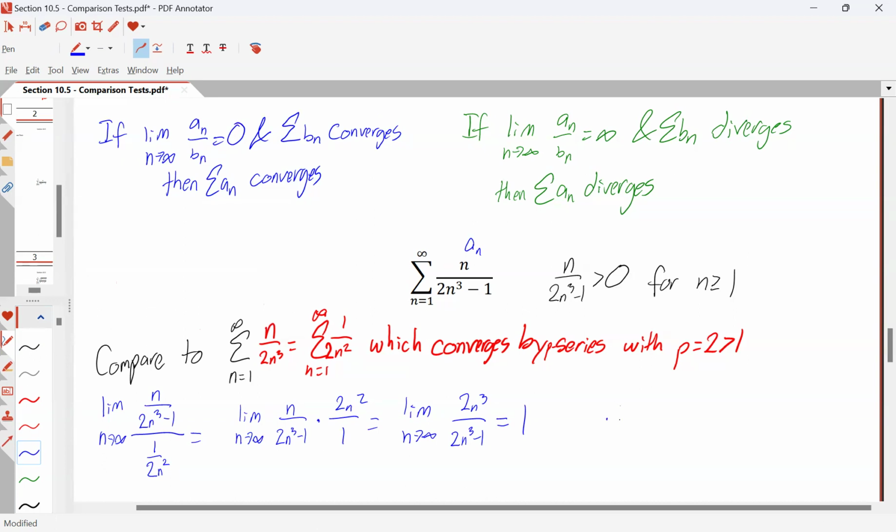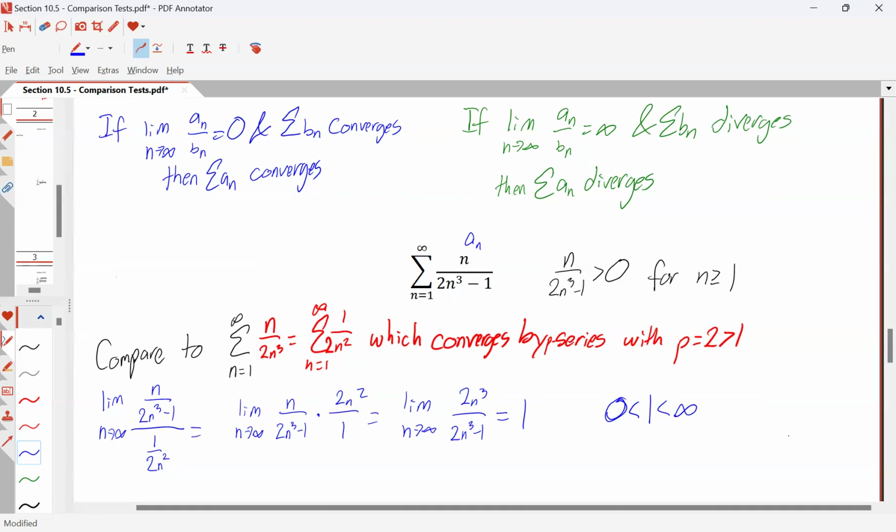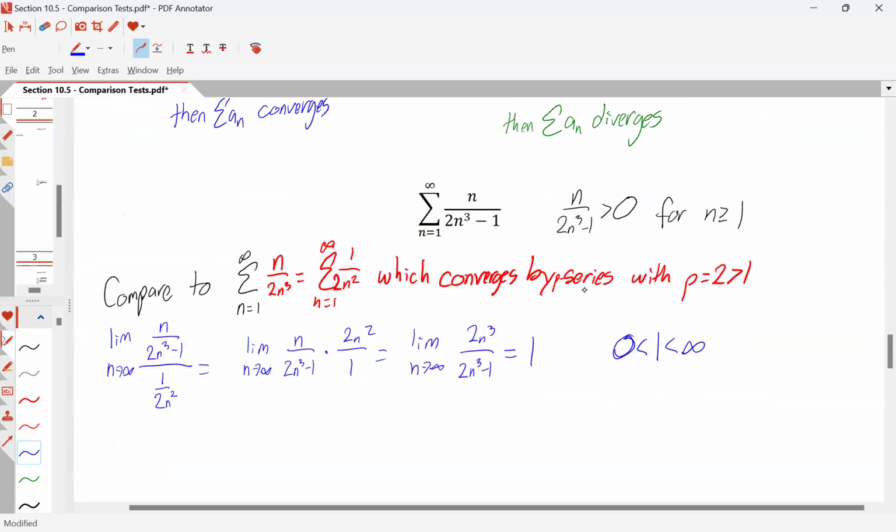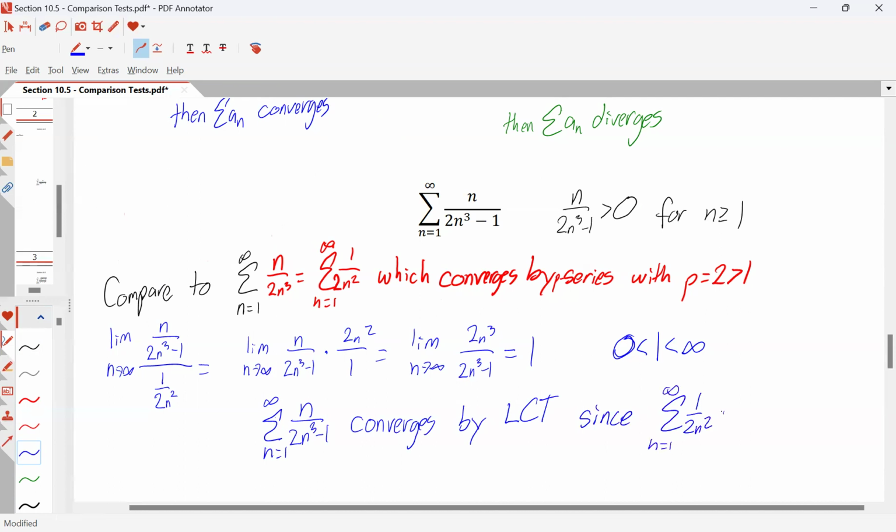And so 1 is between 0 and infinity. 1 is positive and finite. This means that the series 1 over 2n squared and the series n over 2n cubed minus 1, they do the same thing. So, since they do the same thing, 1 over 2n squared converges. This means the series n equals 1 to infinity n over 2n cubed minus 1 converges by the limit comparison test, since the series 1 over 2n squared from n equals 1 to infinity converges.